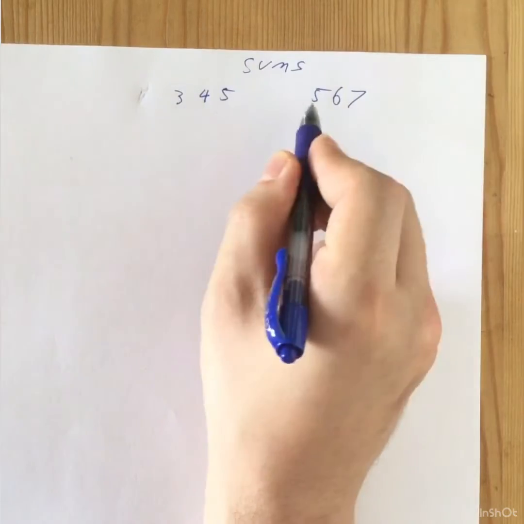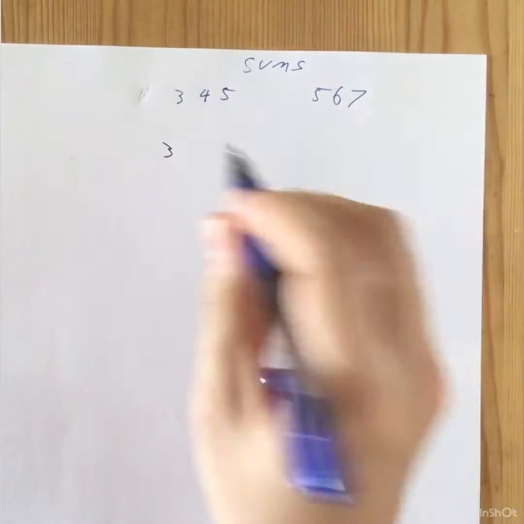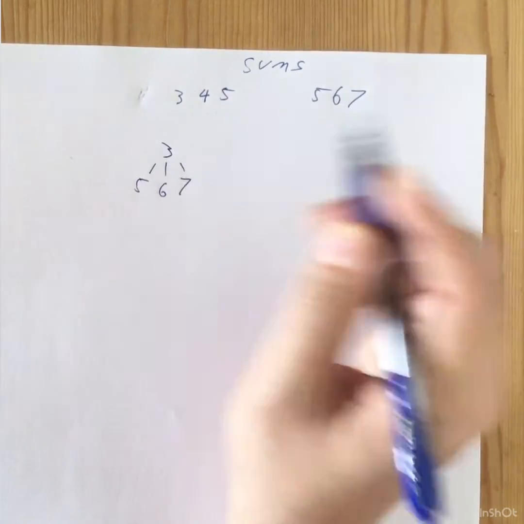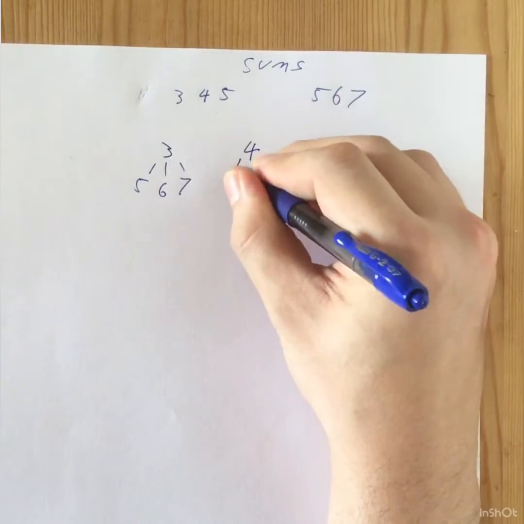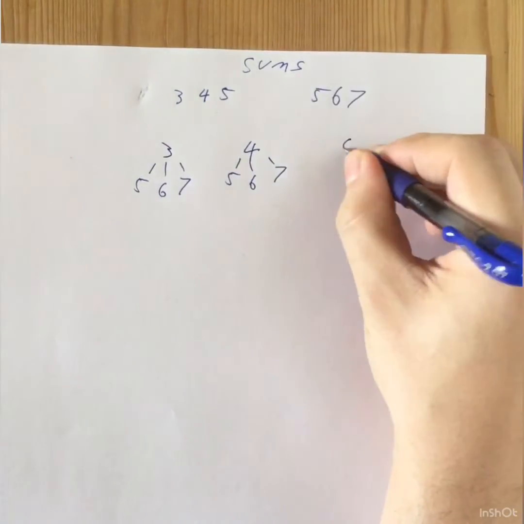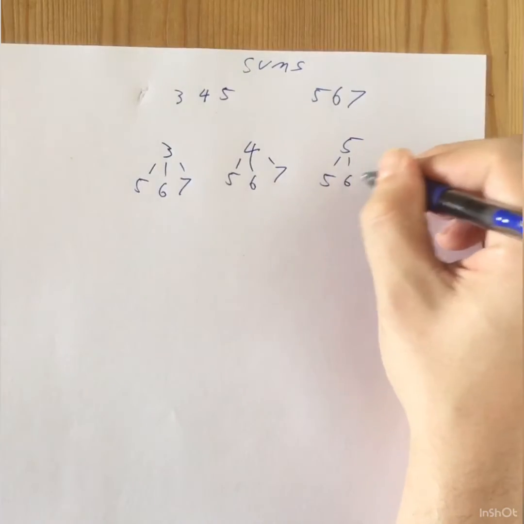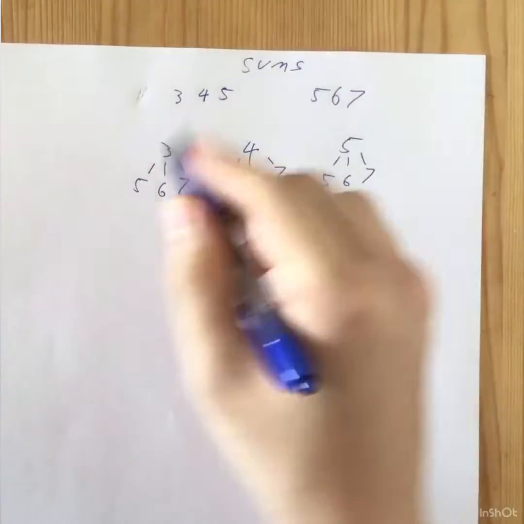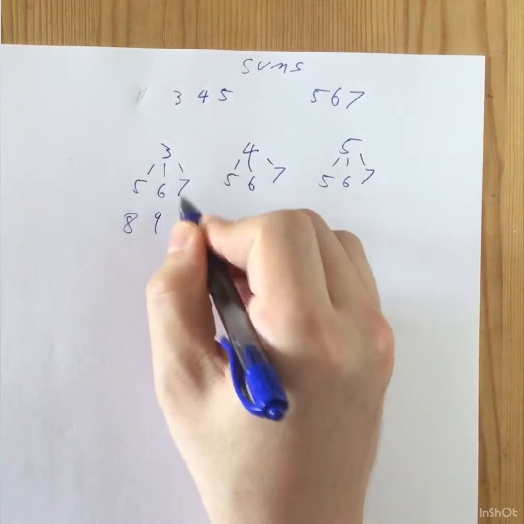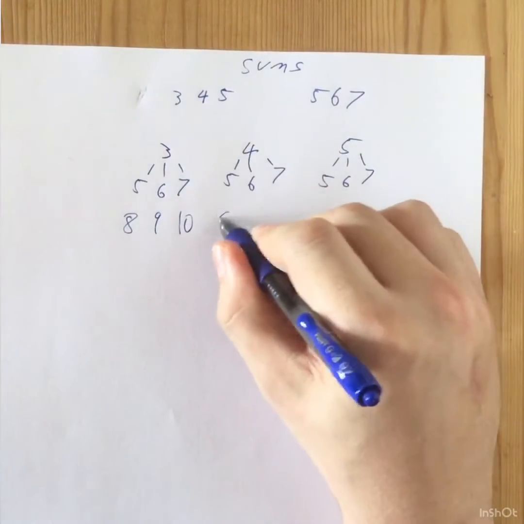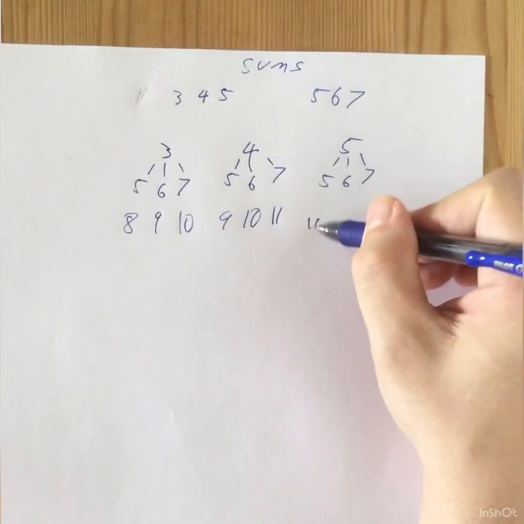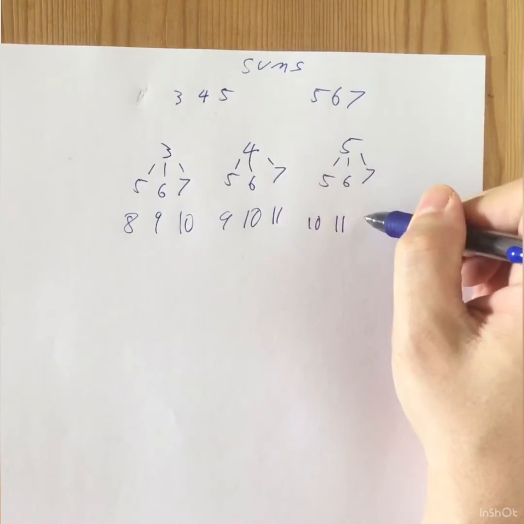So if I get 3 first and I do the tree, I could pick 5, 6, or 7. And if I pick 4, I could pick 5, 6, or 7. And then if I pick 5, again 5, 6, or 7. And then if I add these together, that possibility is actually 8. That one's 9. That one's 10. This one's 9. This one's 10. This one's 11. This one's 10, 11, and 12.